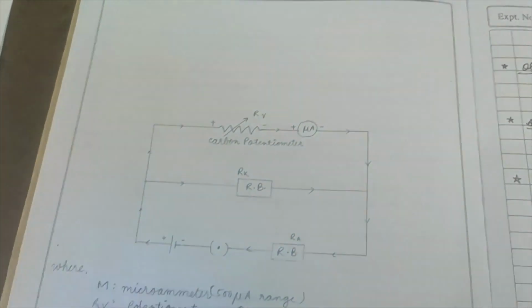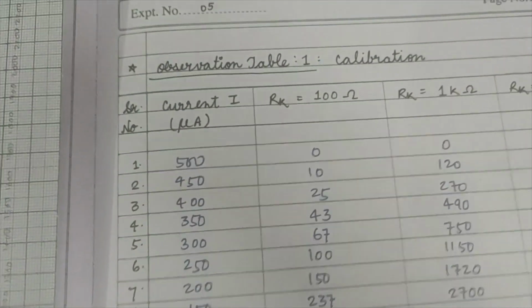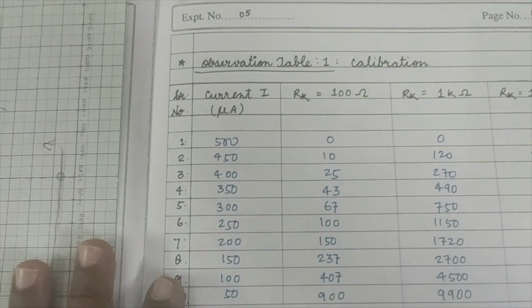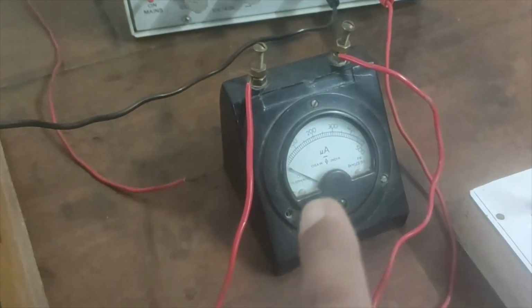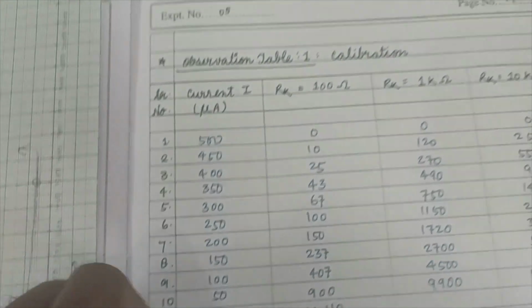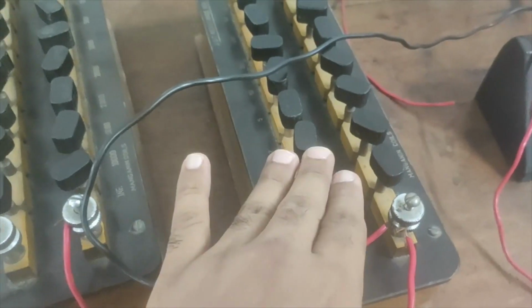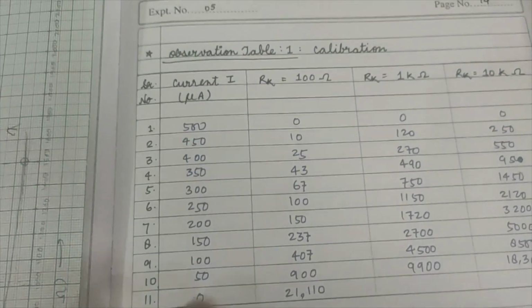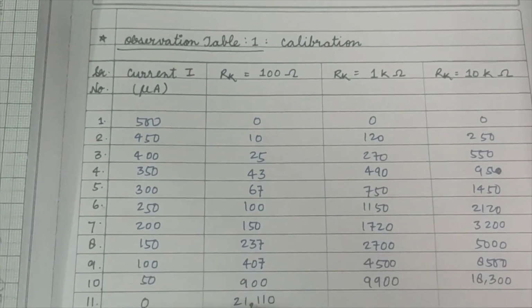Now the circuit is complete. Now let's perform the experiment. The table of observation is like this, known as the calibration observation. The first column is the current, which we measure from the micro-ammeter, I, and then the value of RK. You have to name them RK and RA. This is my RA, this is my RK. We have to fix different values of RK and vary the value of RA.